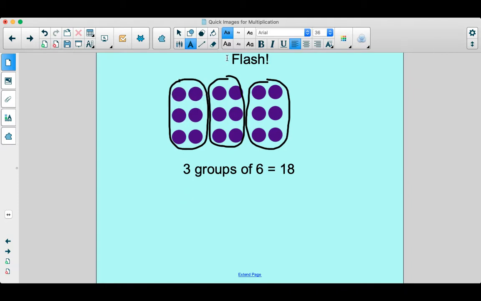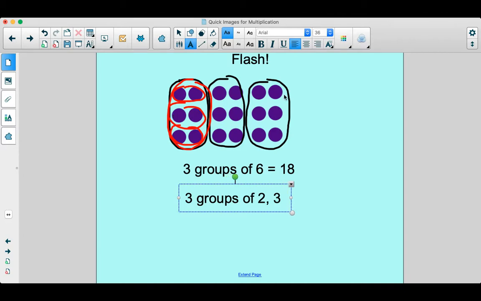So let's see. If I would have thought about it as this, I would have 3 groups of 2 like that. 3 groups of 2. But then I would have it 3 times because I would have it 1, 2, 3 times. So let's actually write the multiplication equation for that.